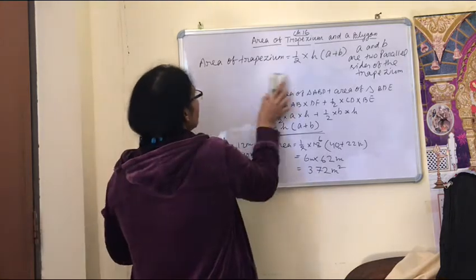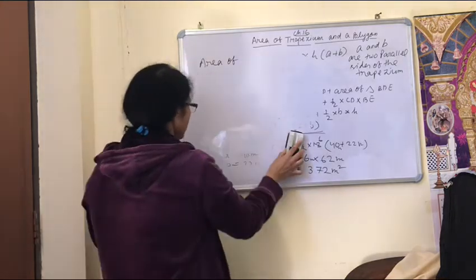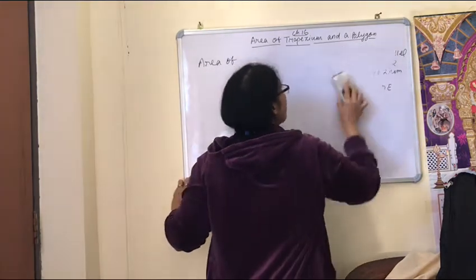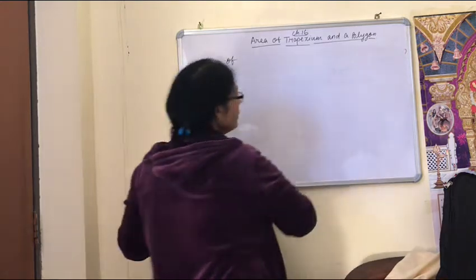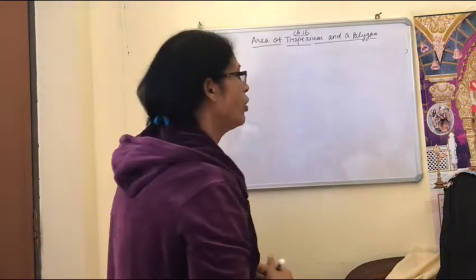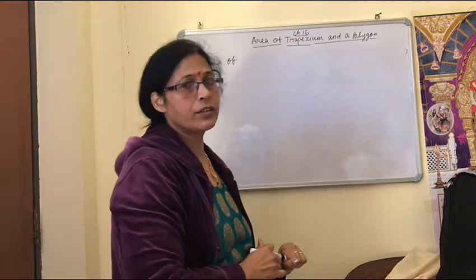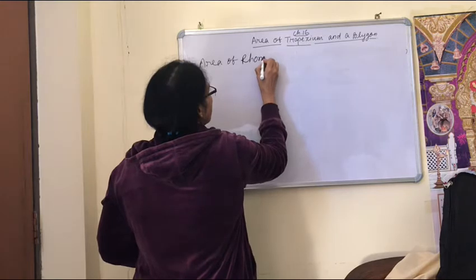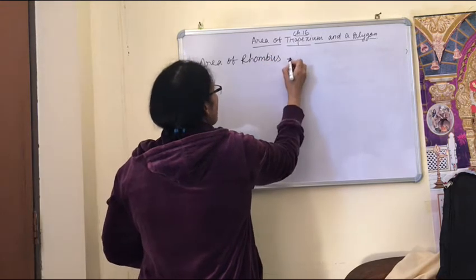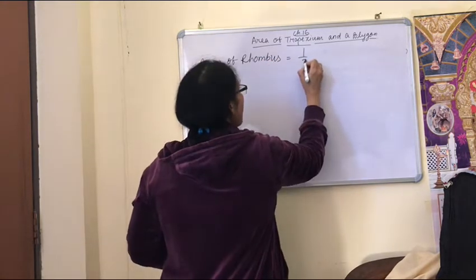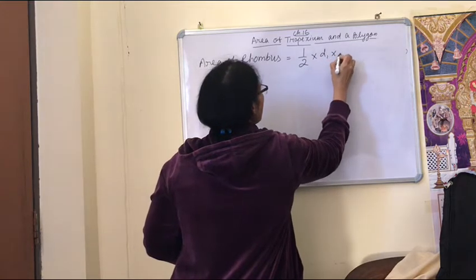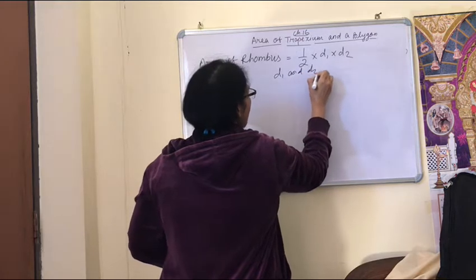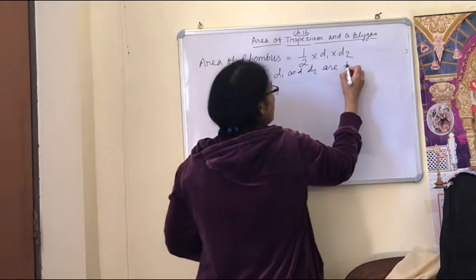Now area of rhombus. What is rhombus? It is a parallelogram having all sides are equal. Clear? A parallelogram having all sides are equal is called rhombus. What is the formula? This is your half into D1 into D2, where D1 and D2 are two diagonals.